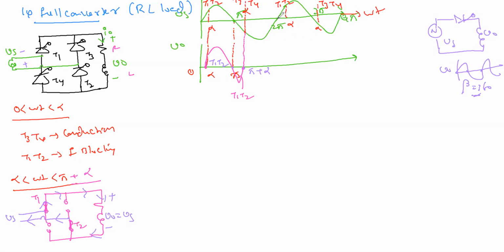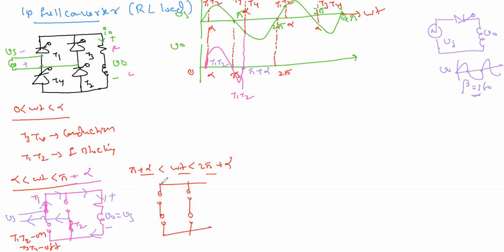Next point. 2 pi. And now this is what I was saying. Pi plus alpha to omega t equals 2 pi plus alpha. After the next trigger, in this case, T1 T2 on, T3 T4 off. In this case, T1 and T2 are off, T3 T4 on.